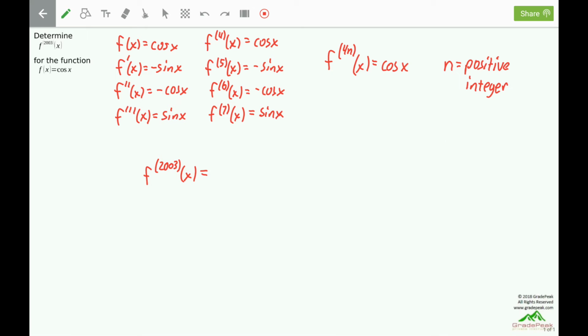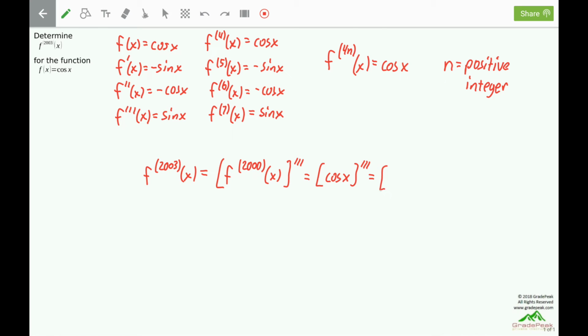And there's no way we're taking 2003 derivatives directly, but we can speculate what this can be. Now 2003 is not divisible by 4. However, 2000 is. And so I can write this as the 2000 derivative, and then take 3 more derivatives beyond there. I'll indicate that by a triple prime. The 2000 derivative of cosine, since 2000 is divisible by 4, will return back to cosine. So what we have here is cosine and then triple prime.